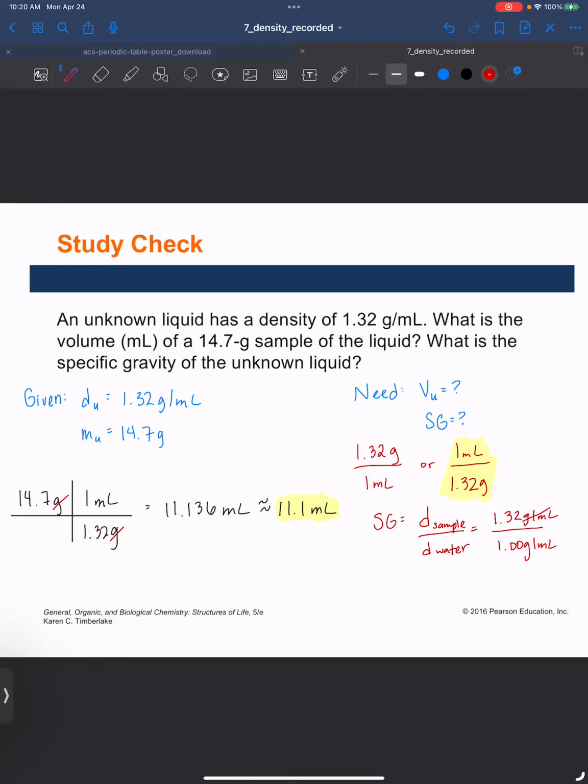And grams per milliliter cancel out. 1.32 divided by 1 is equal to 1.32. Remember that specific gravity is a unitless number, unitless measurement. And what this tells me is that this number is greater than the density of water. So if this liquid doesn't mix with water, then it will sink.